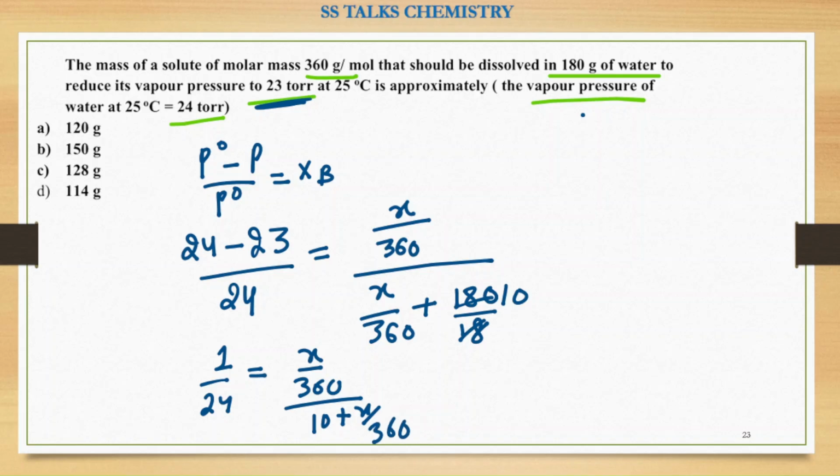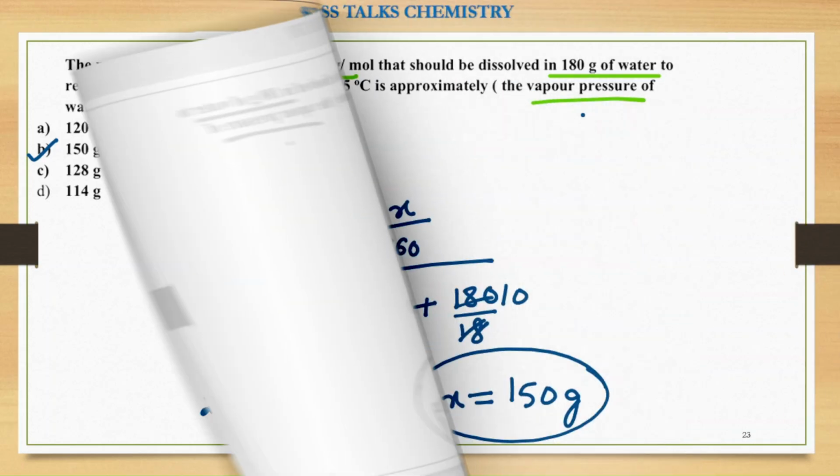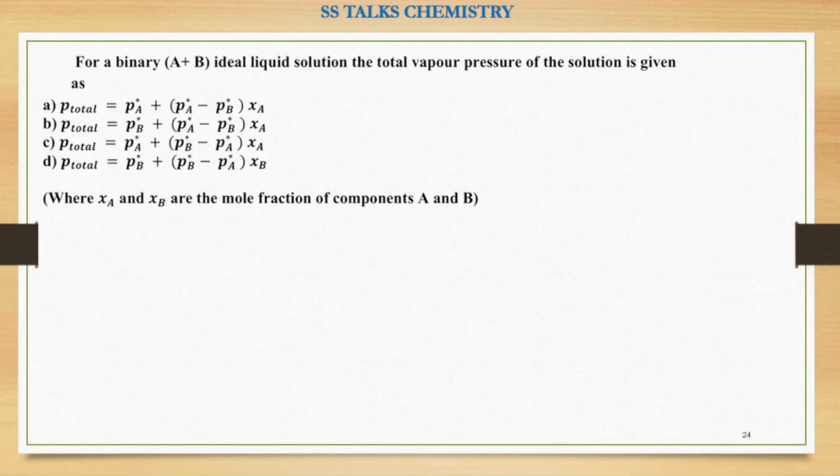Just solve this and find the value of x here. So x we will be getting as 150 grams from here. So the molar mass of this much amount of the solute, when we are adding it to the water, this much amount of the fluorine in the vapor pressure we will be having. Okay, now the next question we have is this one.